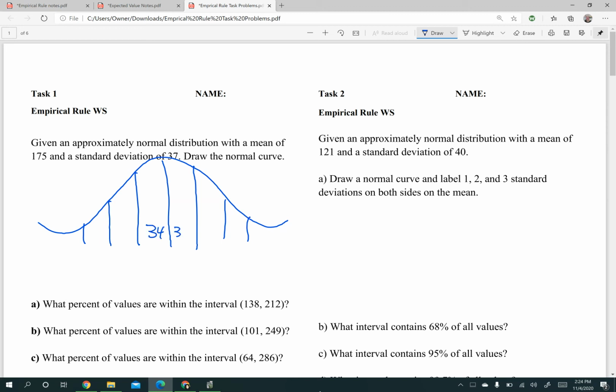But you're going to have the 34, 34, 13.5, 13.5, 2.35, 2.35, and the 0.15. Remember, these are our standard percentages, so those numbers don't change. Just the numbers on the bottom change. Okay, so our mean is 175, and our standard deviation is 37. So we want to add 37 on this side and subtract 37 on this side.